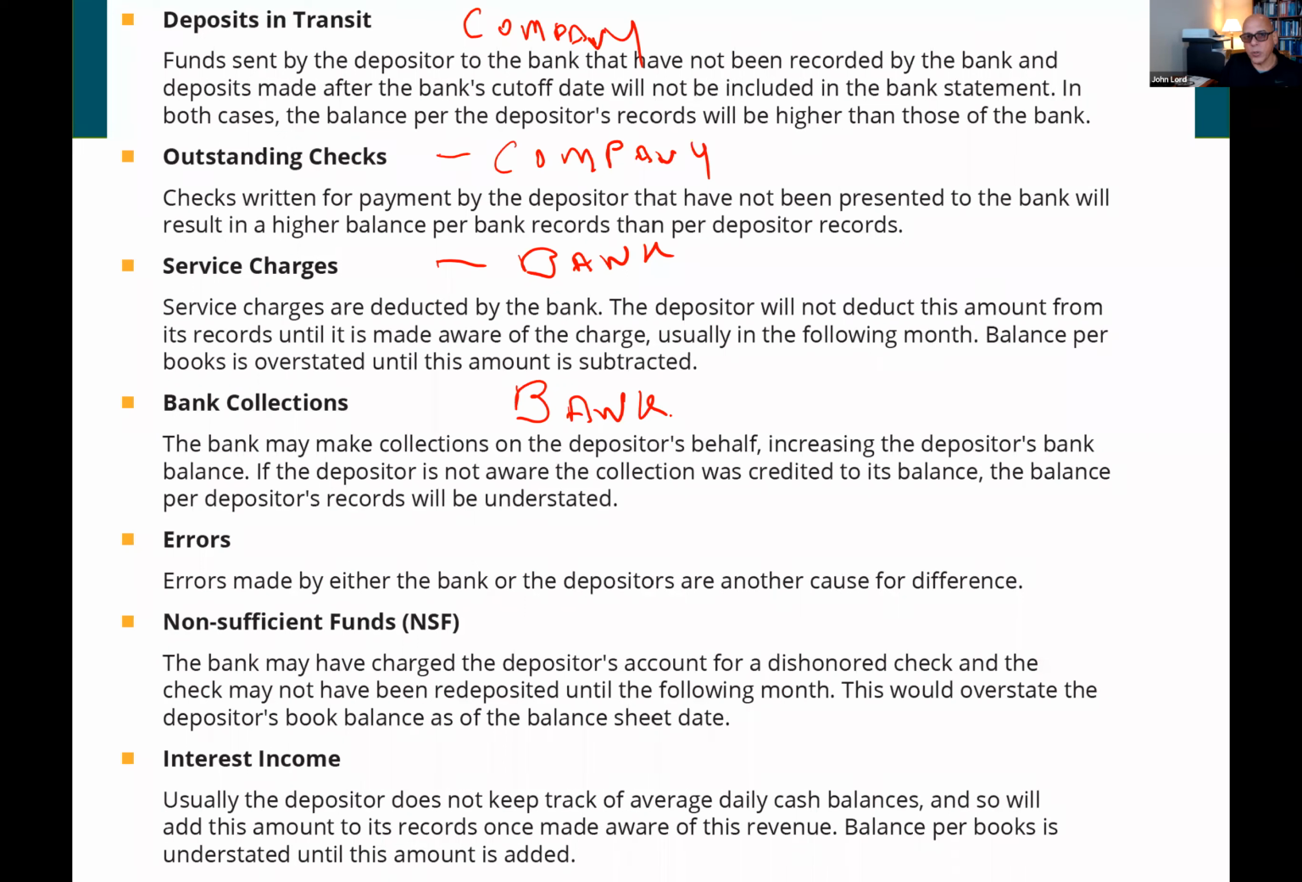Errors depend on who made the error. And yes, guys, banks do make errors. Don't trust that they do everything perfectly. The classic error I like to talk about is way back in the 80s that I experienced.